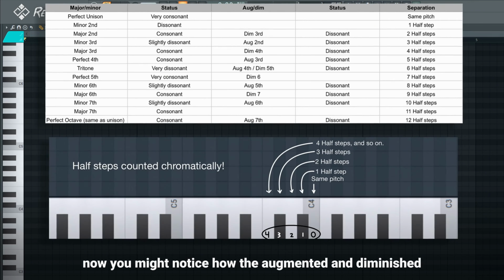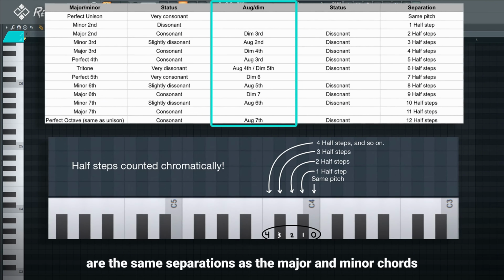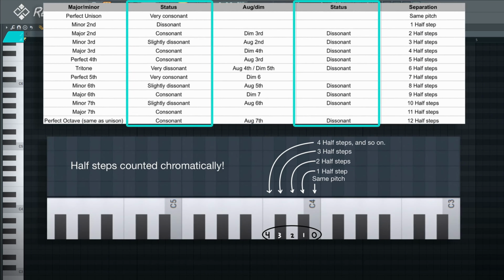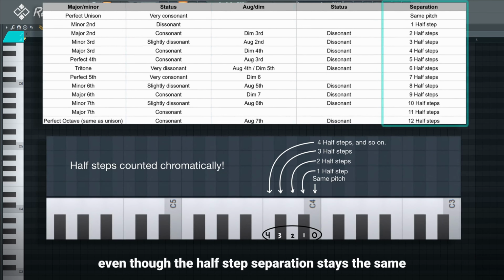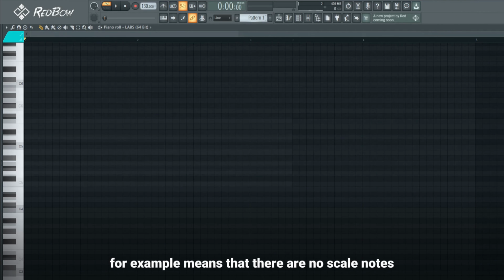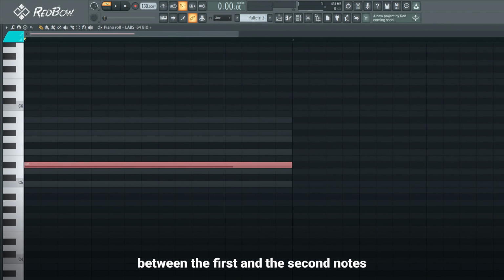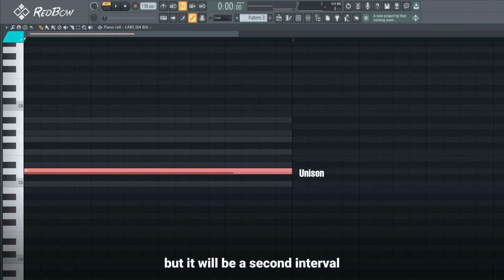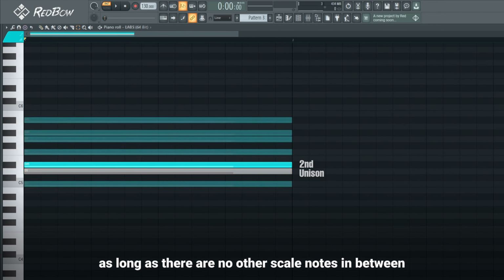Now, you might notice how the augmented and diminished intervals are the same separations as the major and minor chords. And most of those even change status from consonant to dissonant, even though the half-step separation stays the same. Let me quickly explain. A second interval, for example, means that there are no scale notes between the first and the second notes. This space can be bigger or smaller, but it will be a second interval as long as there are no other scale notes in between.